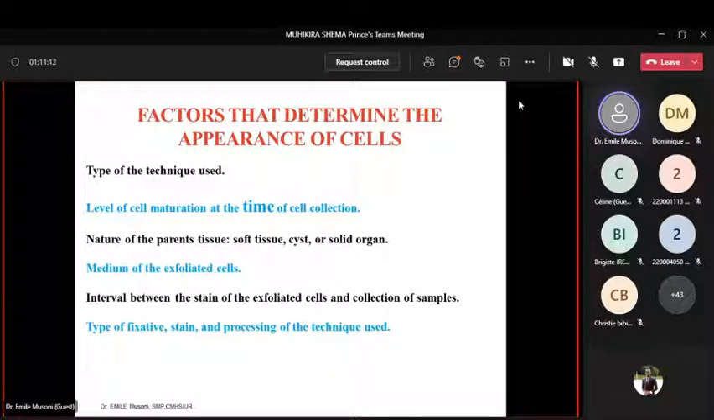Type of fixative. Which type of fixative I've used? If it is alcohol, on heating, stain, if it is the PAP stain or Diff-Quik stain or others. Processing of technique, the steps. This one will affect the morphology of the cells.